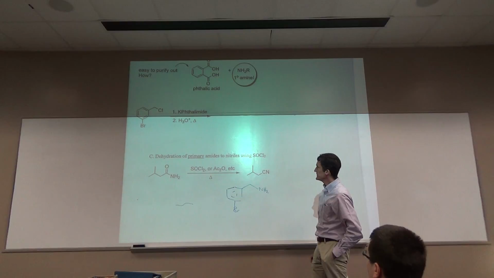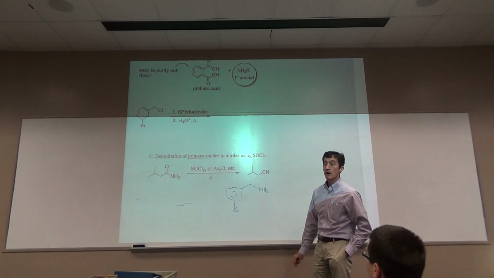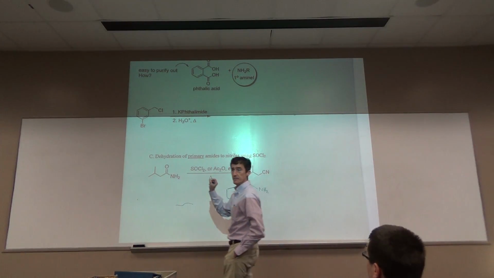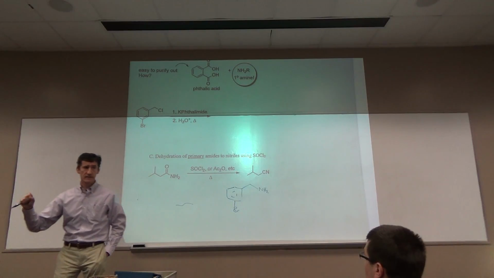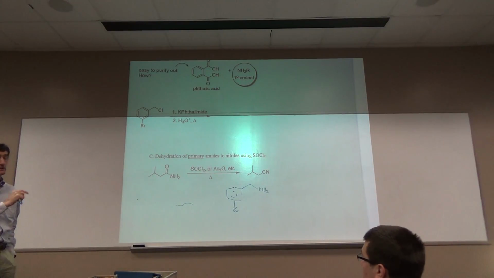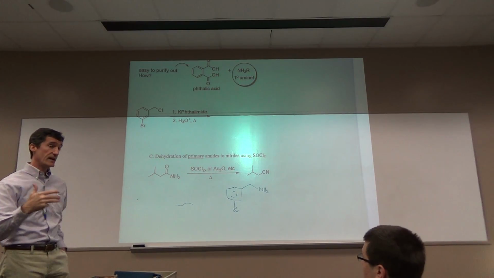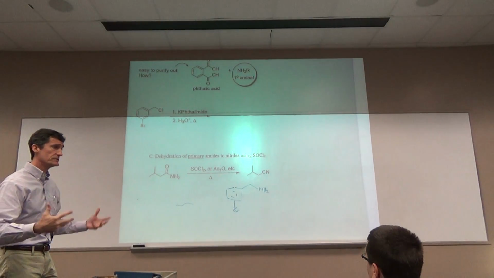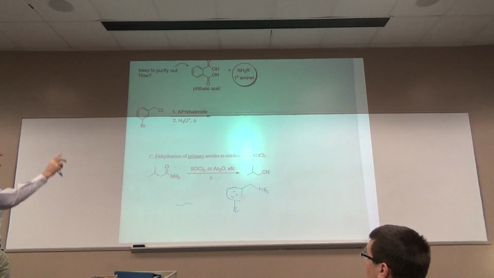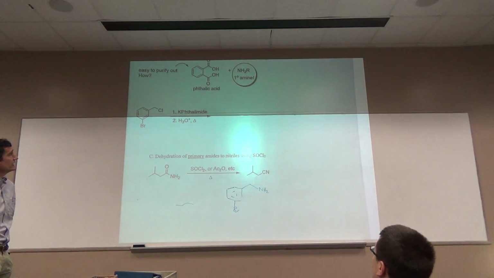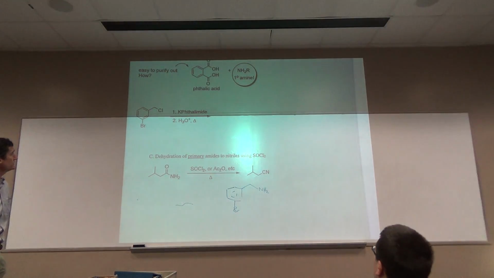Next, dehydration of primary amides. What can you do with amides? Well, amides typically are end products. Amides can be hydrolyzed back to the carboxylic acid. We showed that. If you have an imide with two carbonyls, you can hydrolyze both carbonyls off and generate a primary amine. That's the Gabriel synthesis for making primary amines using the anion of phthalimide.